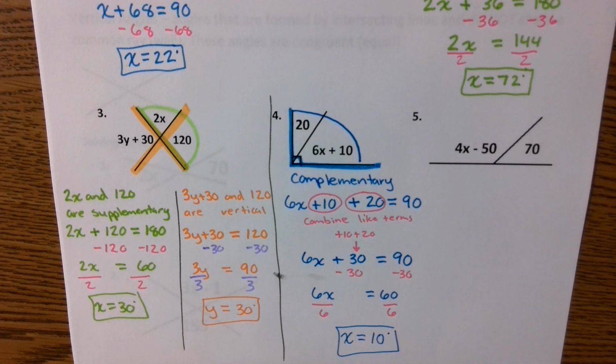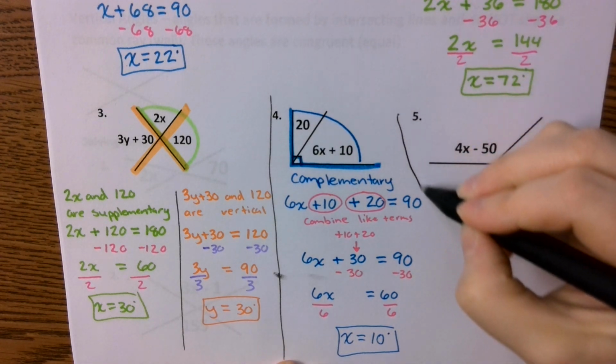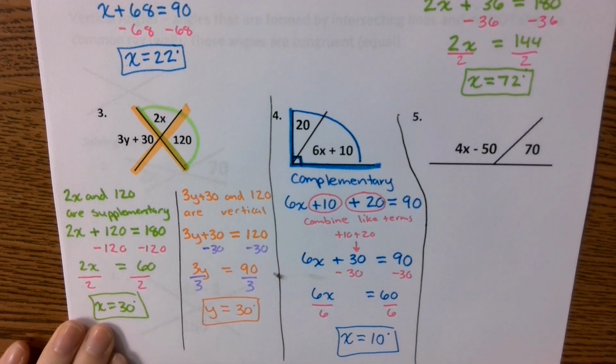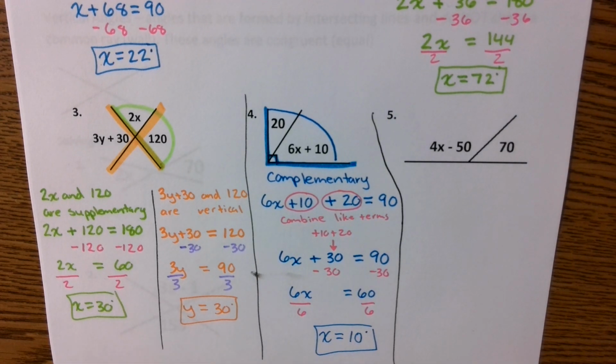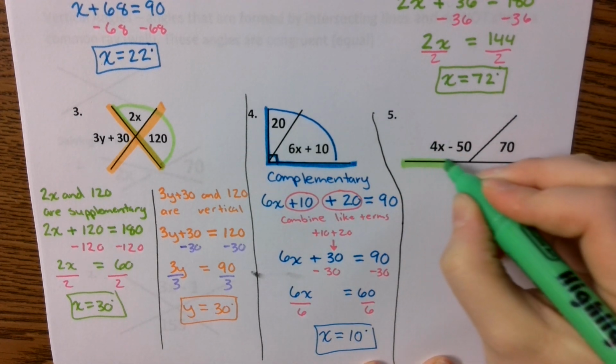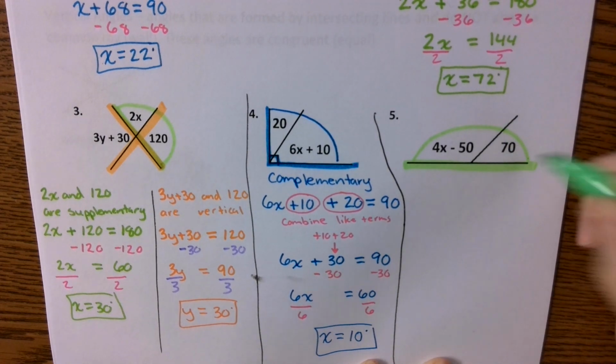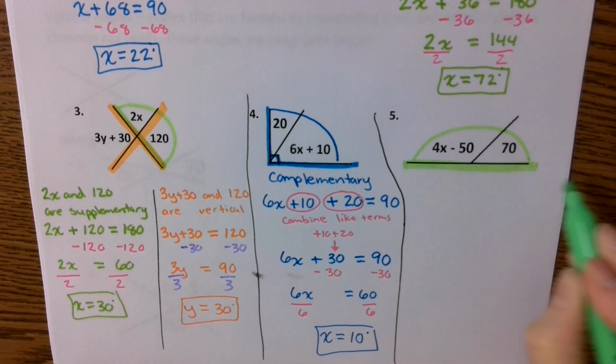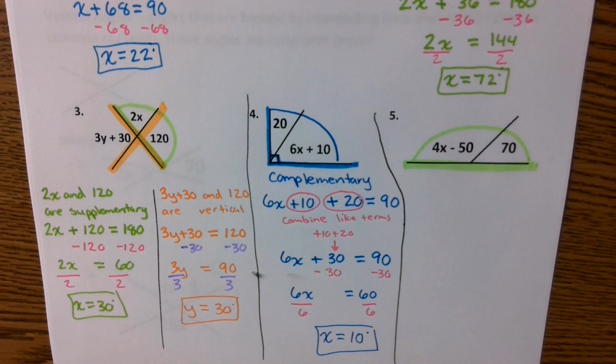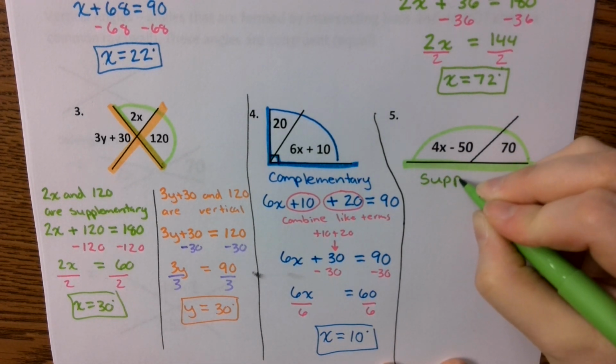Okay, for our last relationship that we see here, what relationship is that going to be? Isaac? No, they are a relationship. So what relationship, Io? Supplementary. Okay, when we're taking a look, combining these two angles together, if I take this 4x minus 50 and I combine it with the 70, it's creating that straight line. That straight line means that it is a supplementary angle relationship.